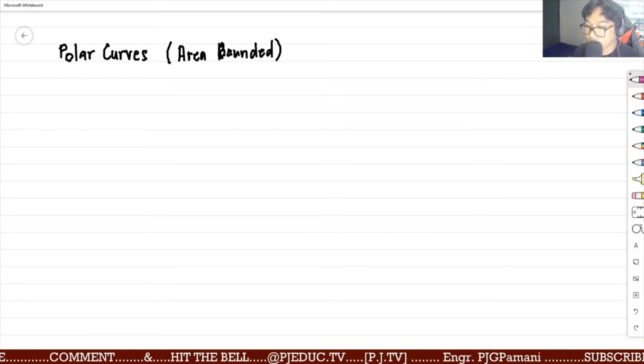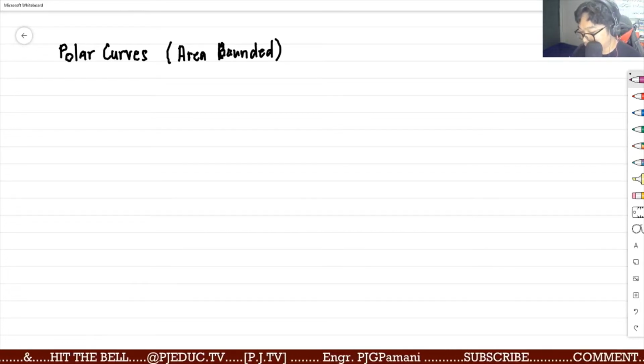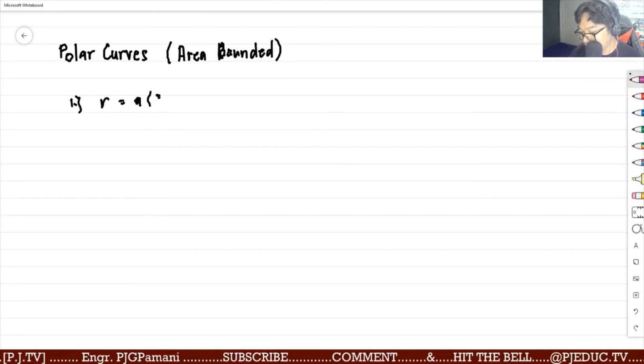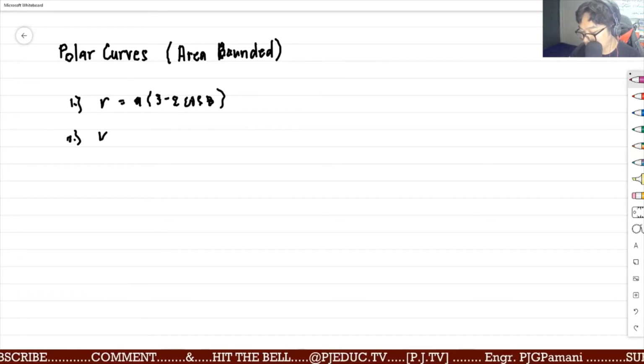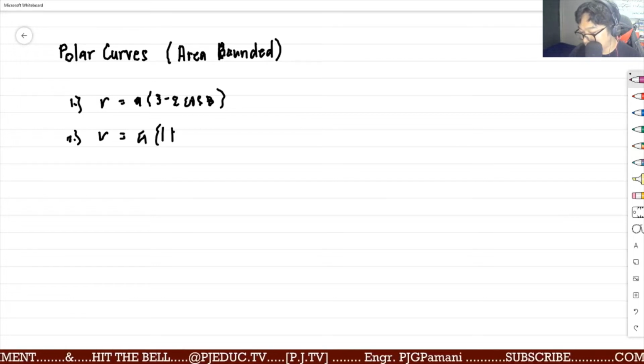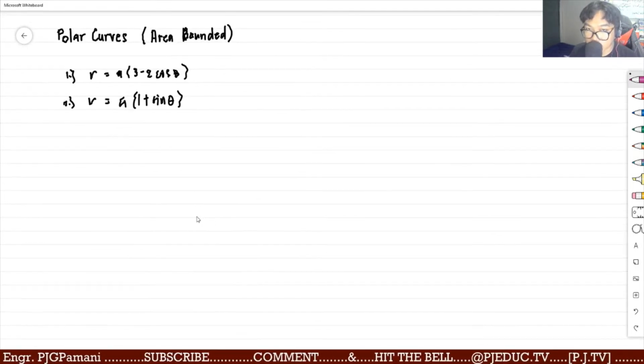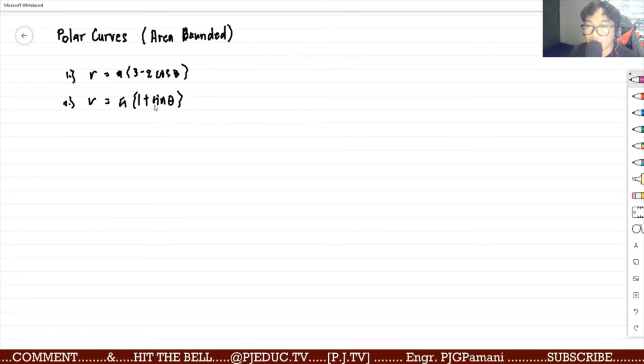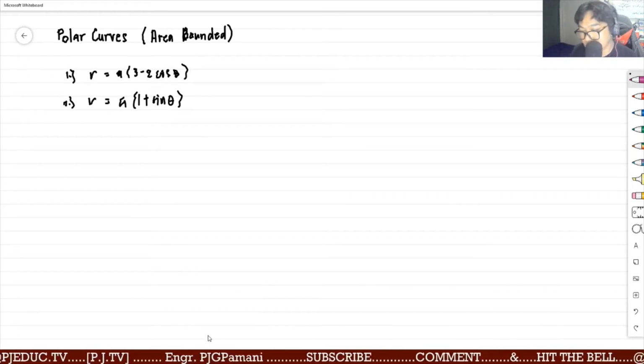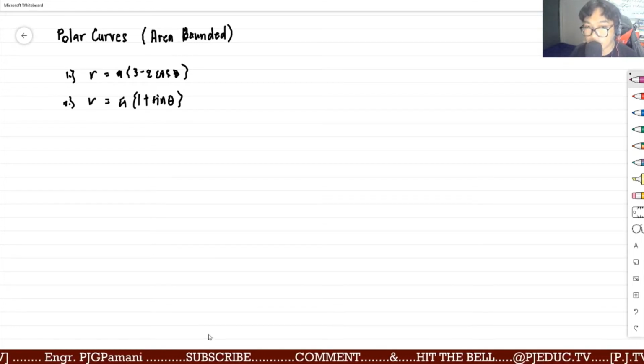Examples of polar curve equations are as shown. So example nito, yung r or radius equal to a times (3 minus 2 cosine theta), and r equal to a times (1 plus sine theta), and so forth. Hanapin lang natin yung points at which it will define the curve, or our polar curve, within the Cartesian plane around 360 degrees, in terms of a.